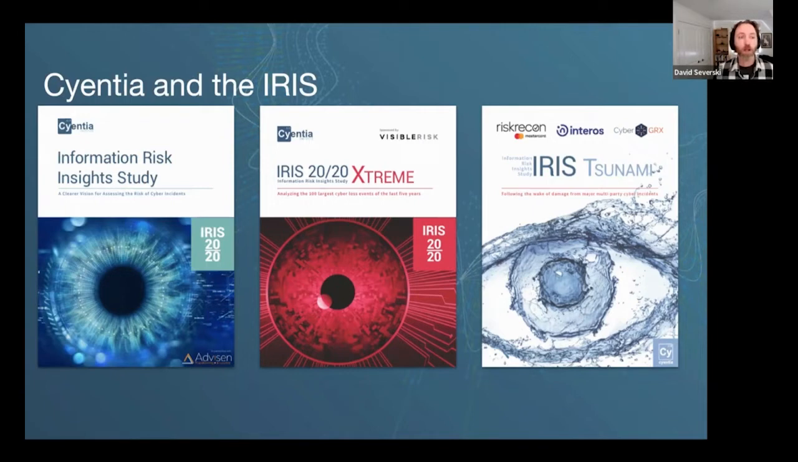So in 2020, we came out with the groundbreaking, if I may say so, IRIS 2020 report, which took a look at hundreds of thousands of these events to see what we can actually learn from them. We followed that up with at least two reports since then, one of them being IRIS 2020 Extreme, where we looked at 100 of the largest events over time to see what was different about these large mega events. We also looked at IRIS Tsunami, which looks at multi-party events, whereas Extreme looked at single-party events that were very large. Tsunami was much larger, looking at events that span multiple organizations.